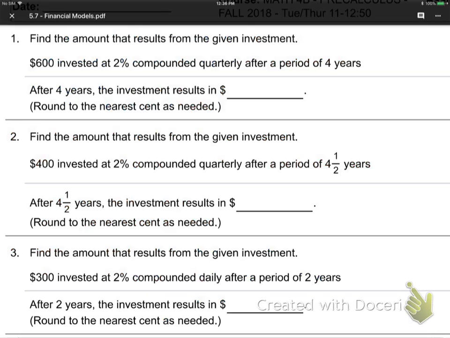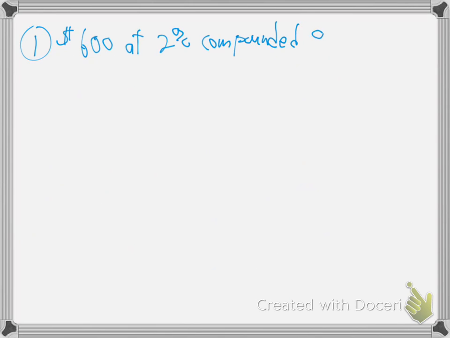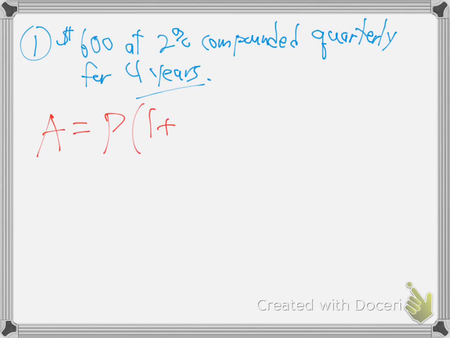Compounded, what did it say? Quarterly for 4 years. All right. So try to use the compound interest formula right here again. A equals P(1 + r/n)^(nt). So use that, plug everything in, and then use your calculator. Crank out what does that 600 grow to become after 4 years, at 2% compounded quarterly?